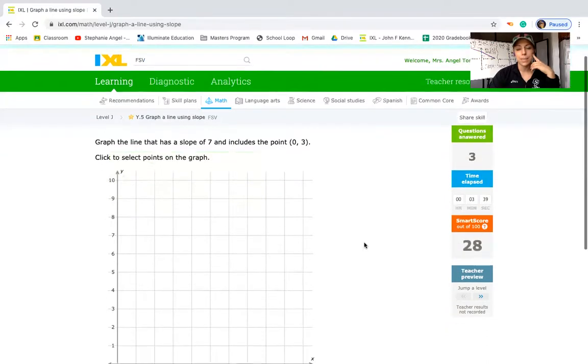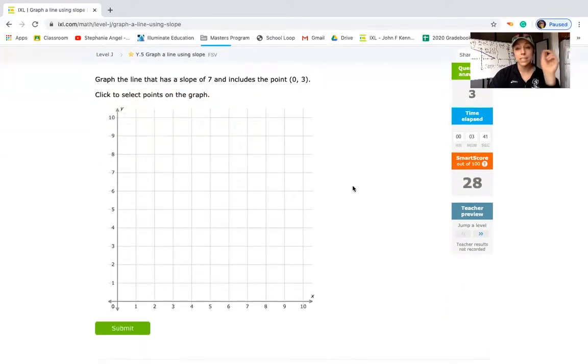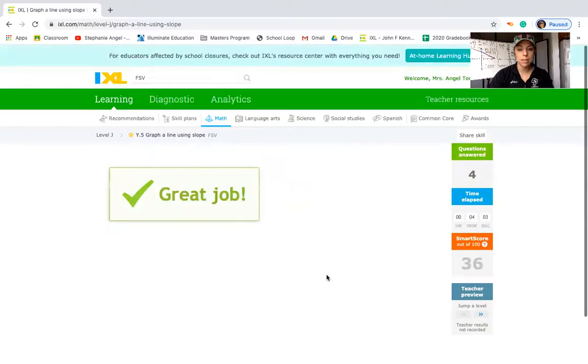Okay, let's see if it gives me something different. This one's a slope of 7. If it doesn't give me a negative on the next one, I'm going to jump. Let's see, 0, 3, slope of 7, which as a slope is 7 over 1. So I'd be going up 1, 2, 3, 4, 5, 6, 7 over 1. See how steep this line is compared to the last one we did? That's because 7 is a greater slope than 2. The larger the slope, the steeper the line.